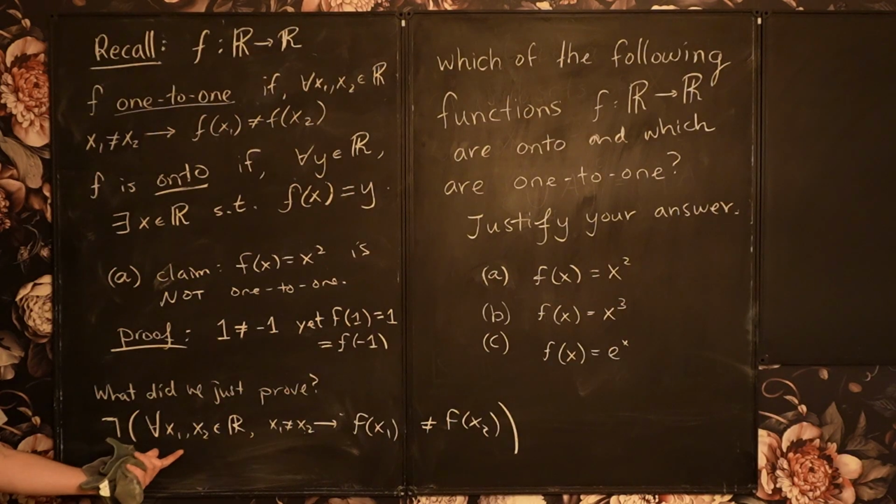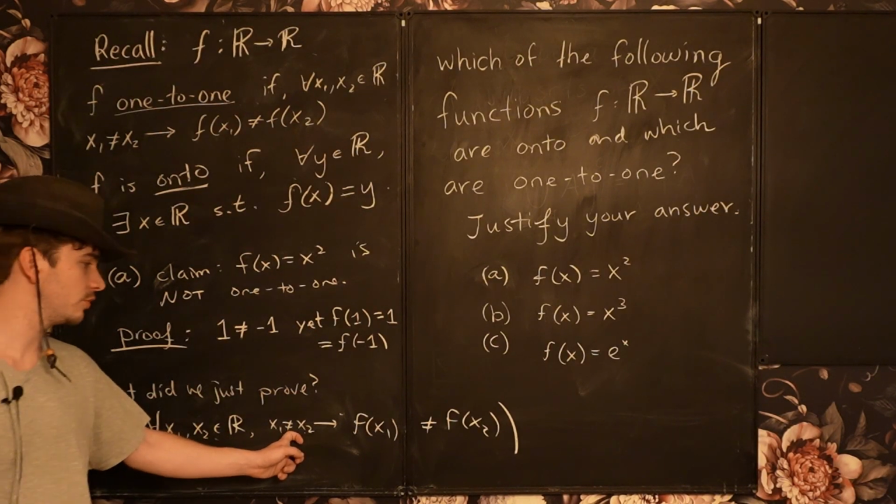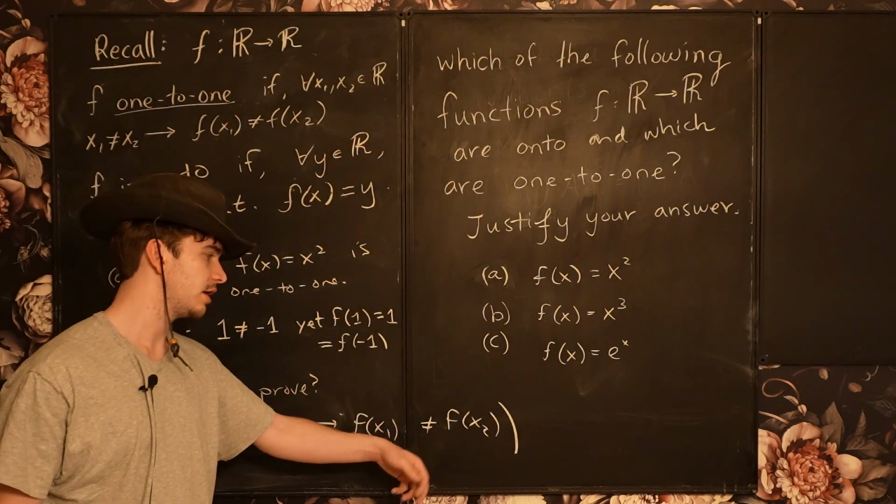Okay, so this is the definition of being onto, and we proved its logical negation to show that it's not onto. So you can replace this logical operator with the word not. You can replace this logical operator with the word for all, and this symbol means in, this symbol means not equal to, this symbol means implies, and again, not equal to.